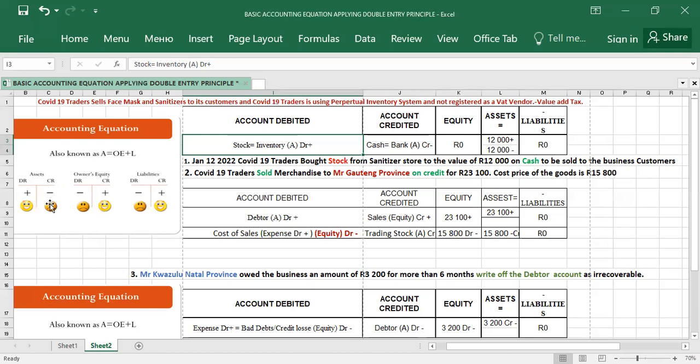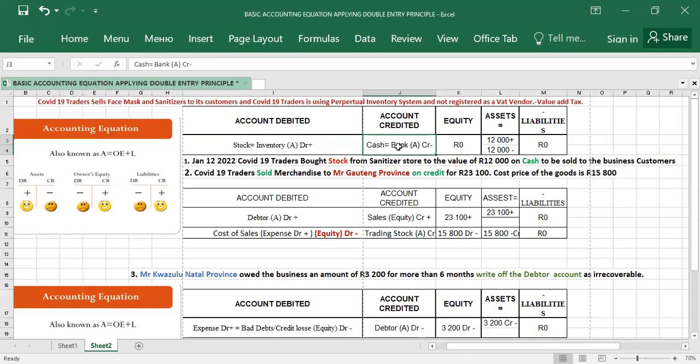How does the owner of COVID-19 Traders feel when the 12,000 is leaving the business bank account of COVID-19 Traders? The owner of COVID-19 Traders will feel sad. As you can see, the image here is sad because the money is leaving the business on the credit side, on our right-hand side. Now, when we come here, remember we have debited our inventory account, which is known as an asset, and when an asset increases it is debited.